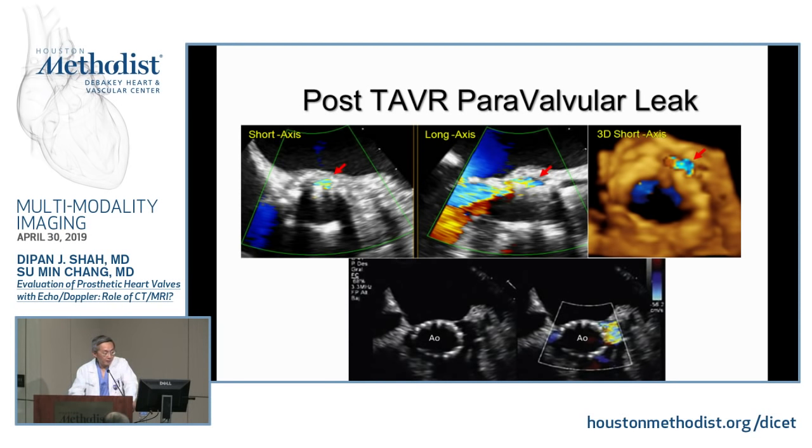regurgitation. I'm going to focus mostly on TAVR, because for the aortic valve, that will eventually be the predominant valve rather than the surgical valve. As you can see there, oftentimes the valvular leak is very eccentric. It's key to have a short axis view to measure the circumference involvement.